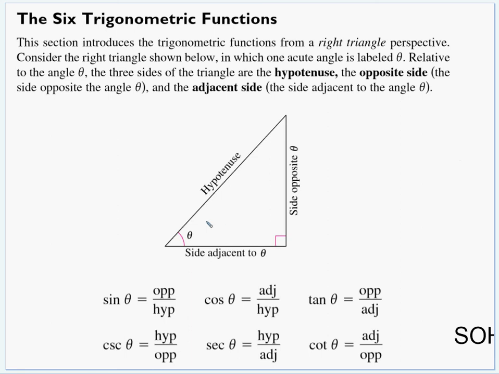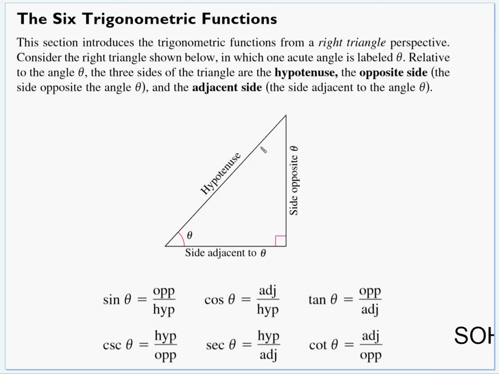So down here at the picture, here is angle theta down in this corner. And from angle theta's perspective, the opposite side is over here. Notice that angle theta is not touching the opposite side. We have an adjacent side that is touching angle theta, and the hypotenuse is always the hypotenuse. It's across from the right angle. So again, the hypotenuse is going to be the hypotenuse no matter what.